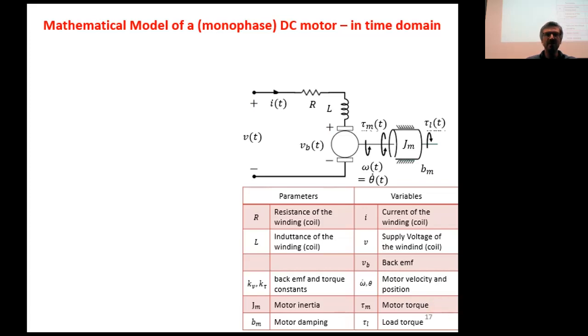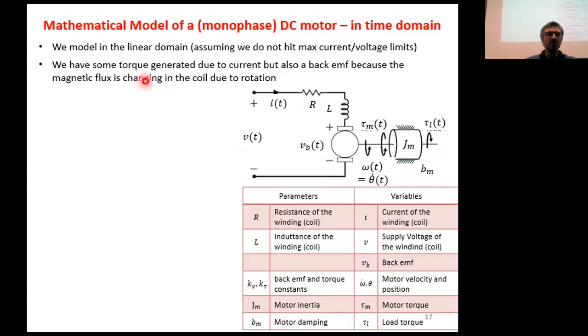As the simplest case, we consider a monophase DC motor, so not a BLDC 3-phase one. We don't care at this point if the permanent magnet is in the stator or in the rotor, but we just know that we have a permanent magnet and we have one coil. Remember that we assume we are in the linear domain, away from the maximum current and voltage limits. And because of the Lorentz law, we have some torque generated due to the current.